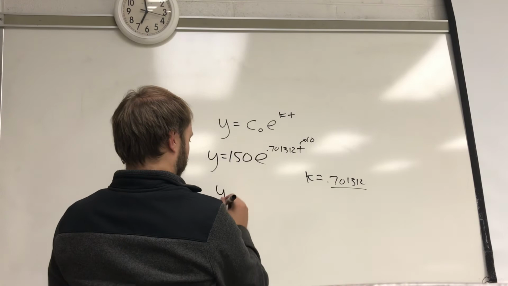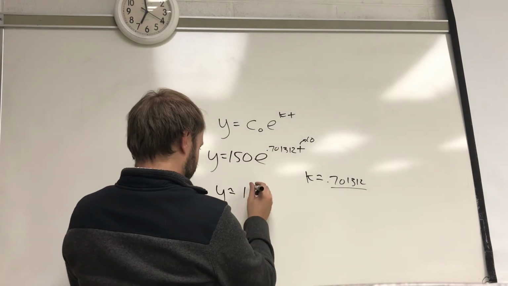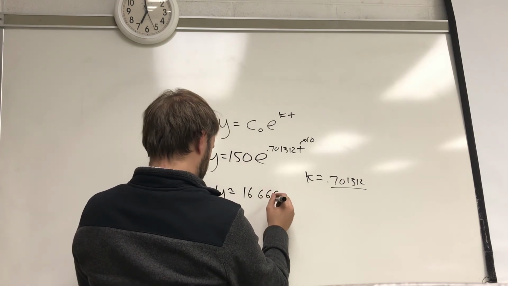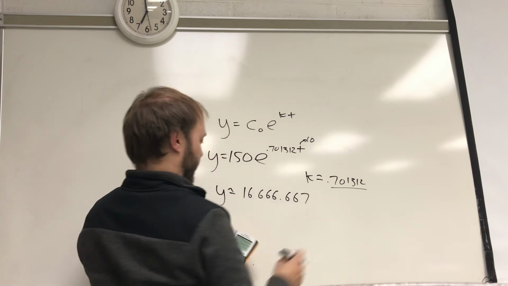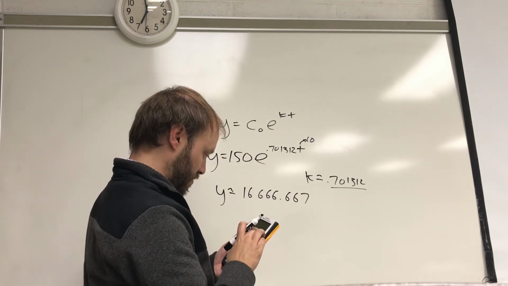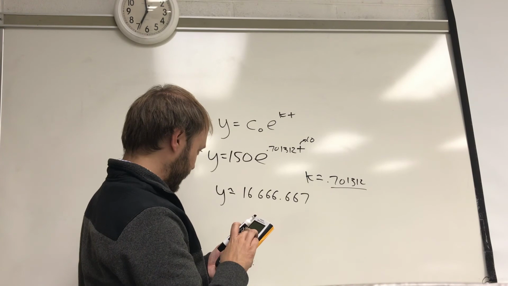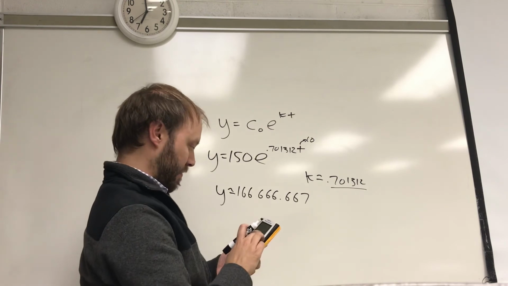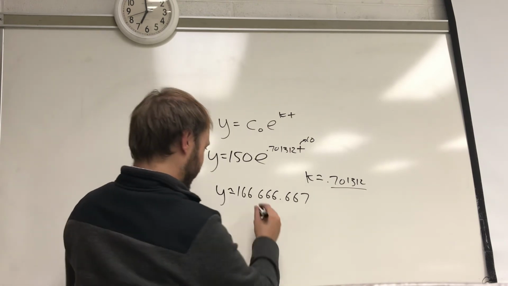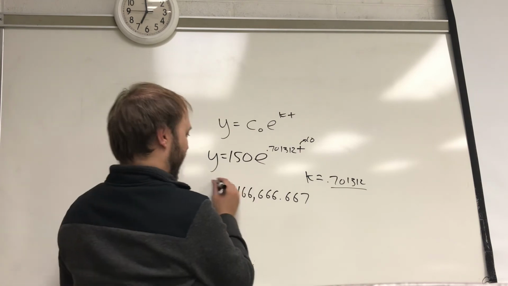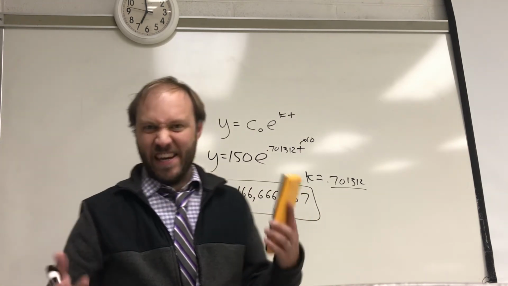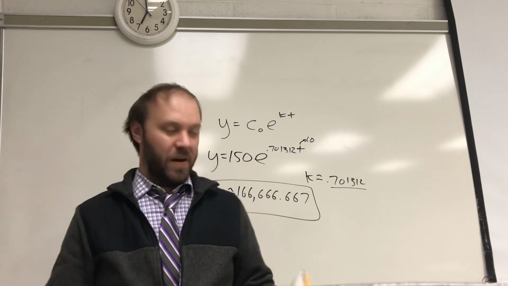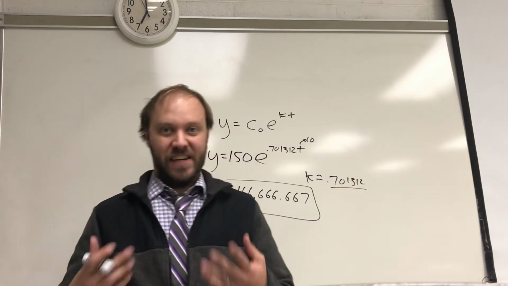And anyway, y is going to be approximately 166.667. AP lets you round to 3 decimal places. So it's going to be 166,667-ish fish overall after 10 years. Okay, so this population is much more than doubling over that time period. It's really continuing to explode.